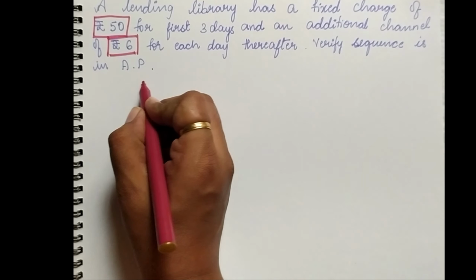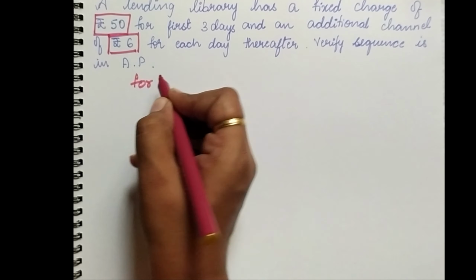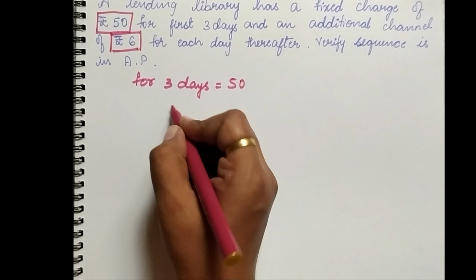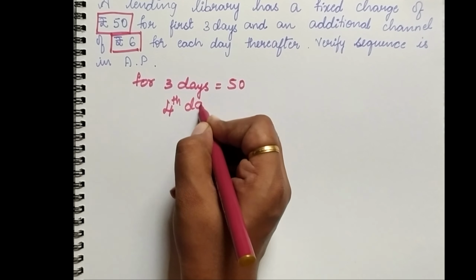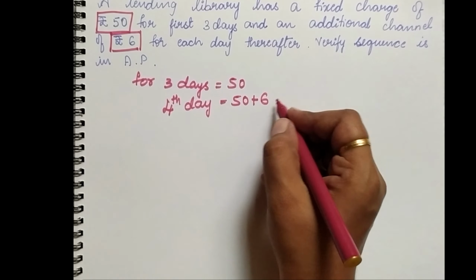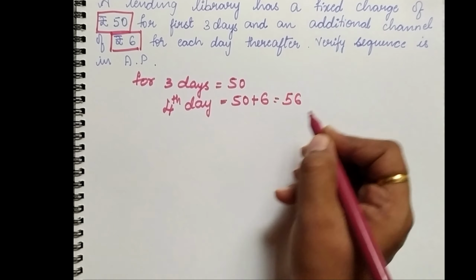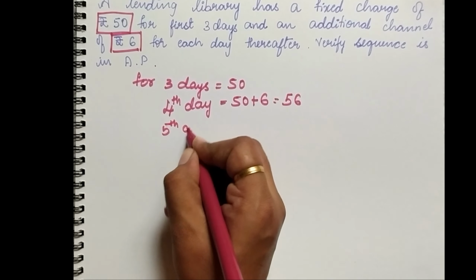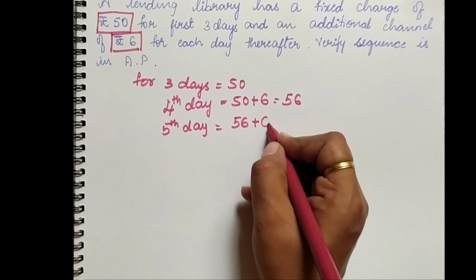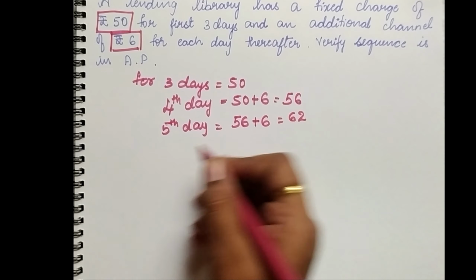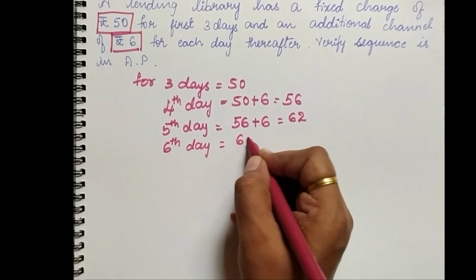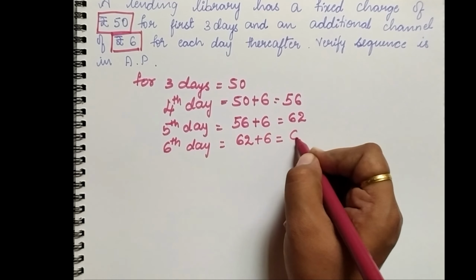First 3 days is what? 50. For 3 days it is 50. What is my fourth day? It is 50 plus 6, the additional charge, which is equal to 56. What is the fifth day? It is 56 plus additional charge 6 rupees, that is 62 rupees. What is my sixth day? 62 plus 6, which is equal to 68 rupees.